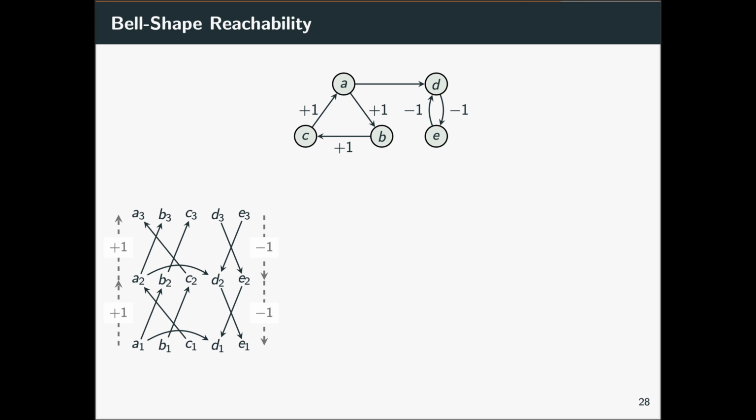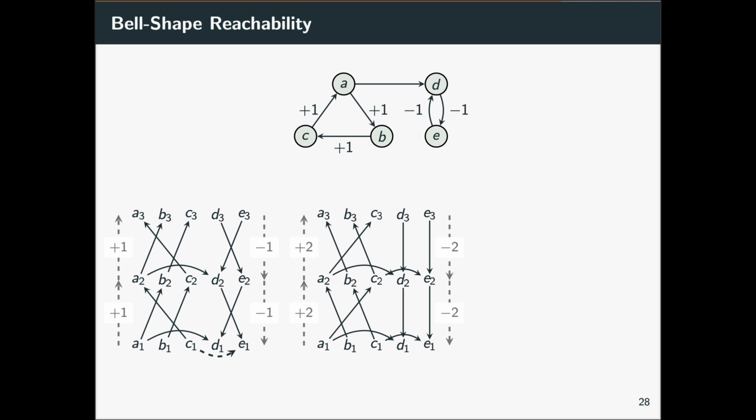We create 3 layers of the graph, same as before. We compute all pairs reachability on a 3-layered graph, and besides the bell-shaped reachability with counter bounded by 1, as shown in this red path, the transitive closure on this graph will also reveal reachability between the first and the third layer, which captures paths where the counter is monotonically increasing and decreasing in the interval 0 to 2.